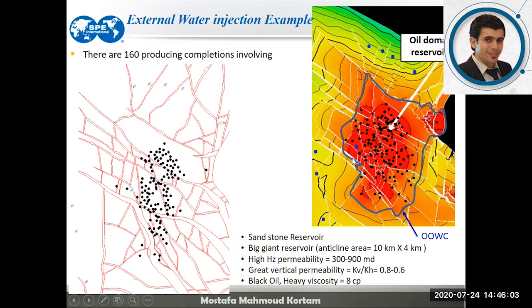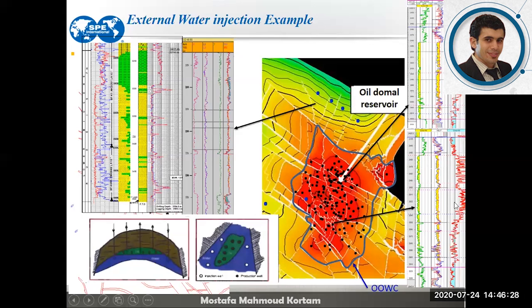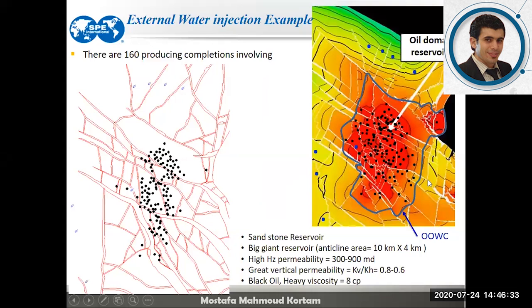It's a sandstone reservoir, a big giant reservoir, where the anticline is 10 kilometers in length by 4 kilometers wide, with high horizontal permeability from 300 to 900, but it also has a great vertical permeability. The vertical permeability is 0.8 and 0.6. And if you remember, with this kind of bottom-up movement and a high vertical permeability, this really can pose a threat for an effective water flooding application. That is what made the operator choose a far position for the injection wells, in order to perform the displacement adequately, not directly to the oil but to the aquifer, and the aquifer will push the oil up to the producer wells.